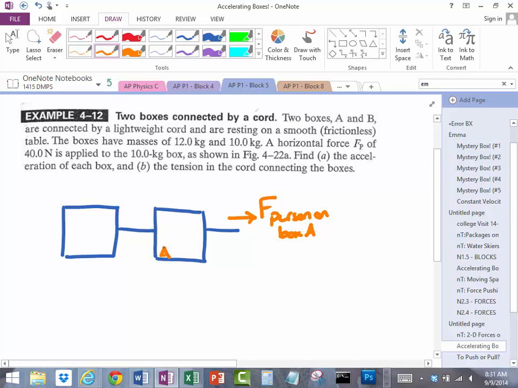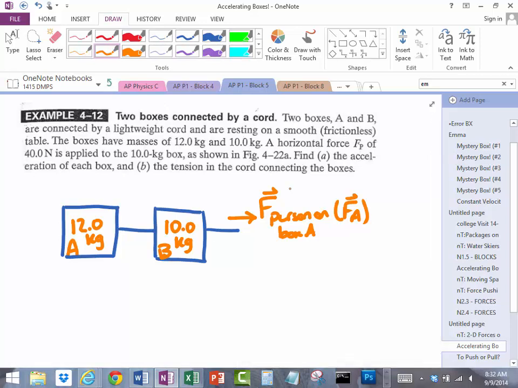Well, I just want to make sure you had this, and this one is box B. Okay, fantastic. And this one is 12, right? And this one is 10 kilograms. Okay. And that force is an applied force. Thanks for catching that.